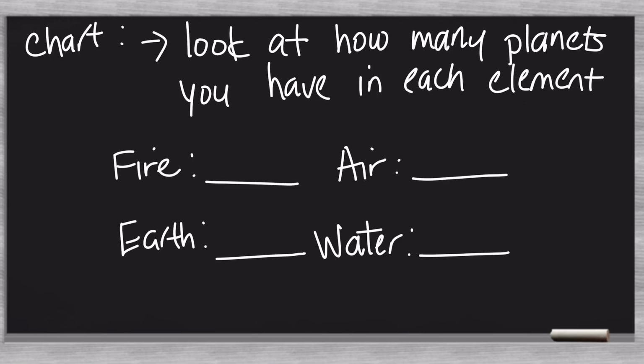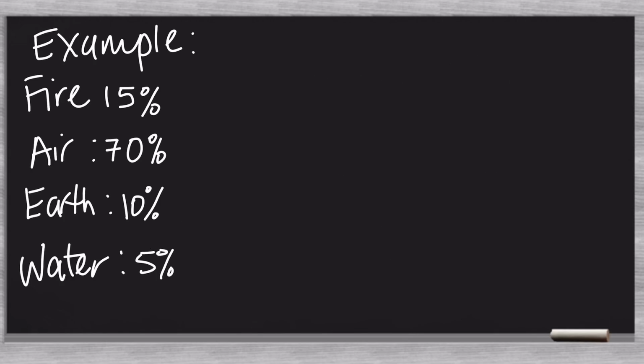So if we're looking at your chart, what we want to do is look at your complete chart, and we want to look at how many fire elements do you have, how many air elements, earth elements, and water elements. So you take these and you're getting a sum total of your planets in these elements. For an example, let's say your chart has 15% fire, 70% air, 10% earth, and 5% water. What does that produce? What does this say about you?